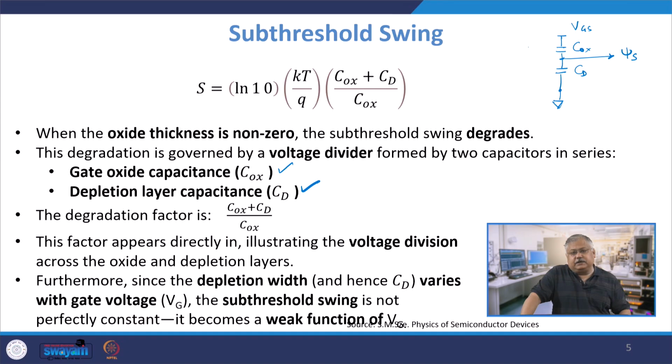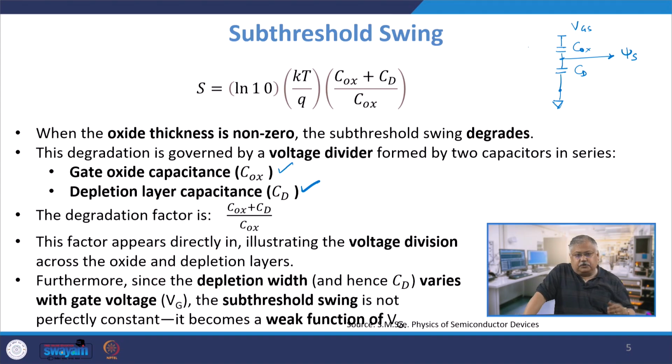The degradation factor is given as (Cox plus Cd) by Cox, right. So, the higher the value of Cd by Cox, the more will be the value of the subthreshold swing, and the worse the device performance will be. And therefore, if you want the swing to be as low as possible, try to make your Cd low or Cox high. So, make your Cd as low as possible and Cox as high as possible. That will ensure that your subthreshold swing is smaller.